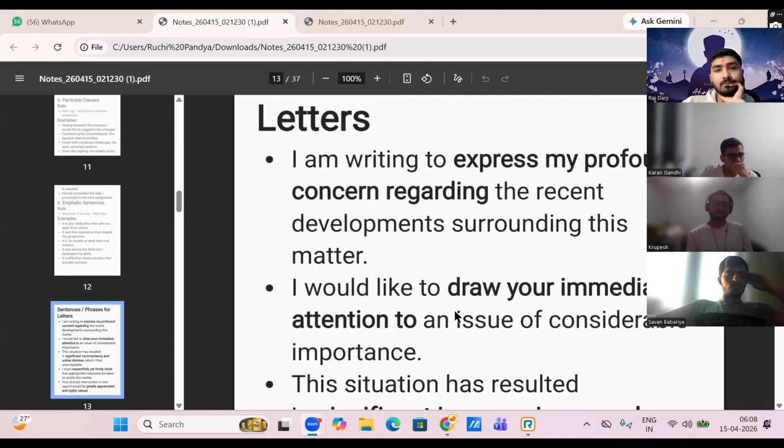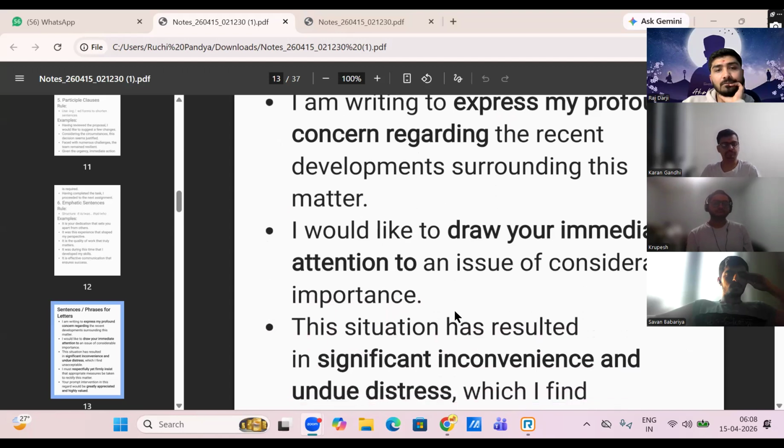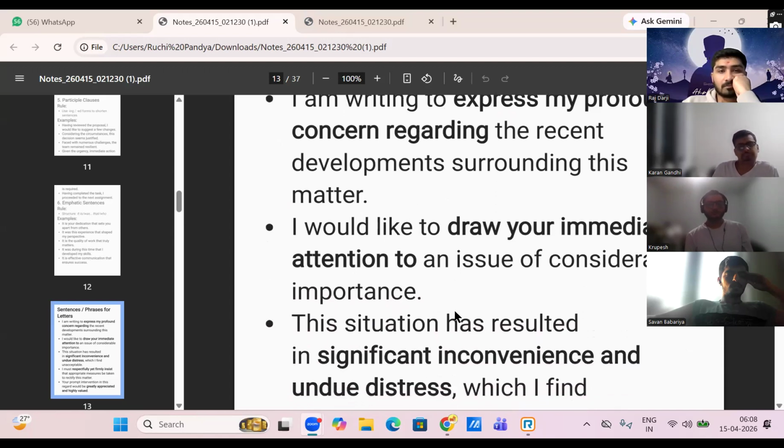Okay, next one, Savan and Nilay. I would like to draw your immediate attention to an issue of considerable importance. Could we read again, Savan? I would like to draw your immediate attention to an issue of considerable importance. Okay, what do you think the meaning of this sentence is? Can you explain in Gujarati or Hindi?